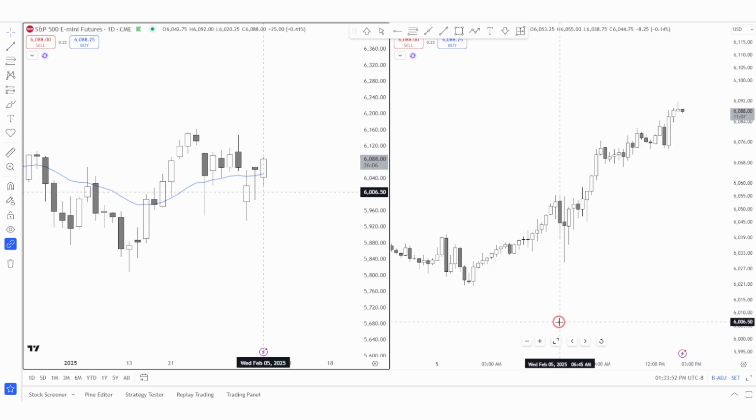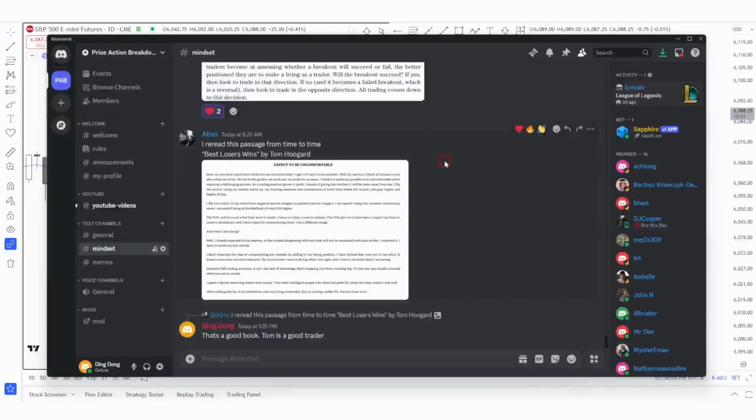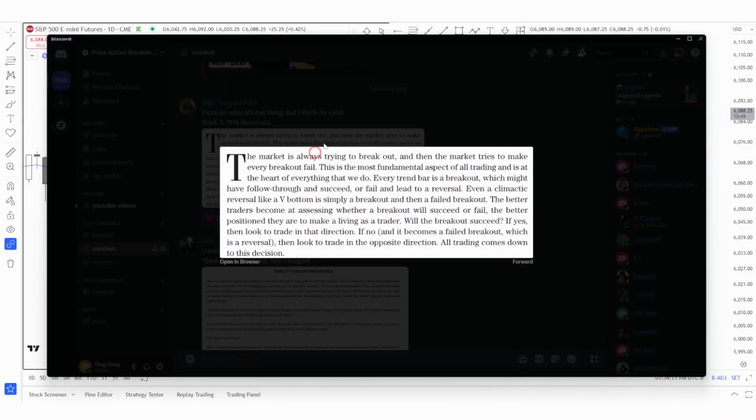Someone shared a really cool excerpt in the Discord today. I haven't read it yet, but it's from Al's third book. He talks about breakouts and how it's really important to just focus on breakouts. I'm just going to pull it up. It's right here. This is why I focus on breakouts. The market is always trying to break out, and the market tries to make every breakout fail. This is the most fundamental aspect of all trading and is at the heart of everything that we do.